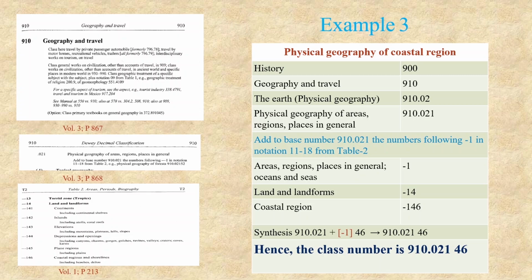So the final step is synthesis. The synthesis for this number is 910.02 plus -1, that is in red ink here, 46. This number has been taken from Table 2 as per the instruction of the schedule, and the -1 has been given in brackets as the schedule instructs us. We have to follow the -1 in notation 11-18 from Table 2. Hence, the class number is 910.02146.